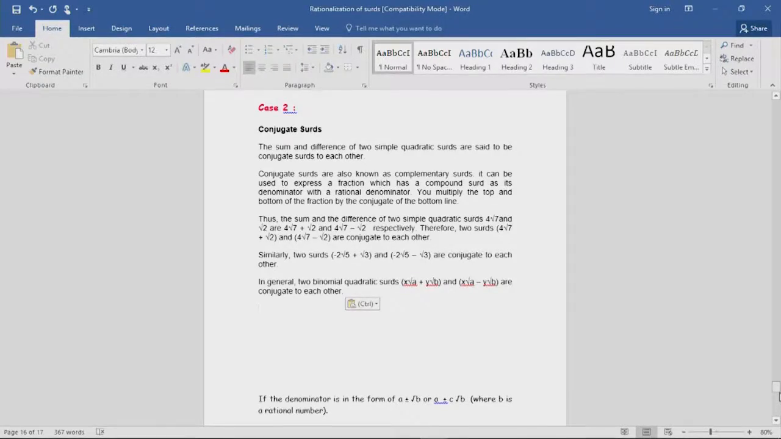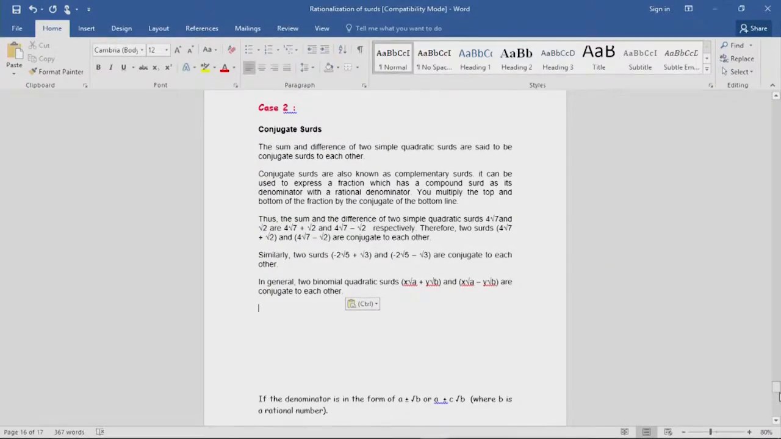We move on to case 2. Case 2 says what? Conjugate surds. In the first case scenario, we were talking about a situation wherein we have the denominator with a single term under the radicand sign. Now we are going to talk about another situation wherein you have two different irrational numbers separated by either plus or minus, which are different signs. How can we go about rationalizing those types of situation? Again, for simplicity, we say conjugate surds.